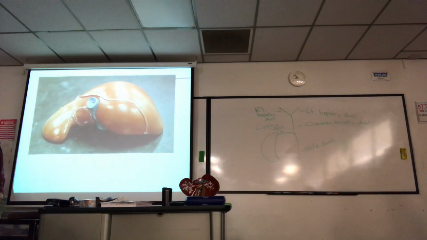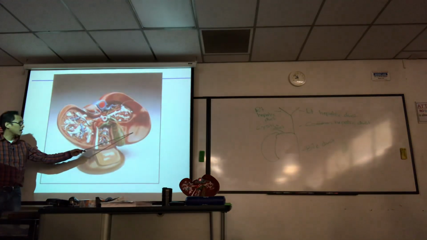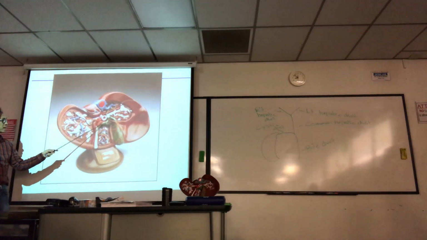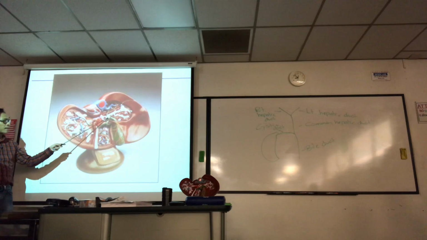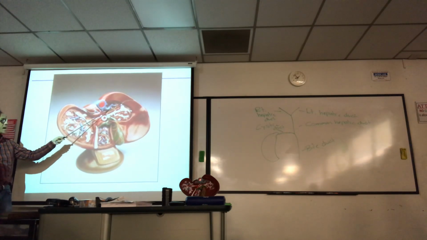Can't see it there. It's a little blurry, I think we can do it. There's the gallbladder, that's the right side. Right hepatic duct, left hepatic duct, common hepatic duct, cystic duct, bile duct, portal vein, proper hepatic artery, right? Inferior vena cava, hepatic vein.